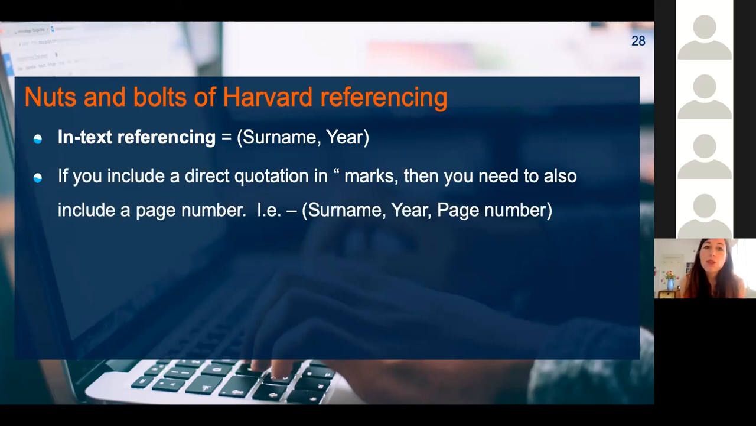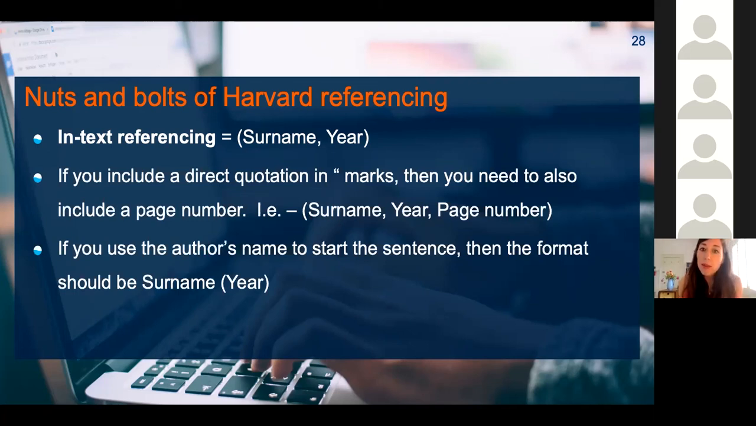If you include a direct quotation in quotation marks, double or single, then you need to include a page number. I very often see quotes that haven't been referenced correctly because there's no page number from within the text where the quote was found. Even if you've referenced the author, if you don't include a page number, that is not a full reference.